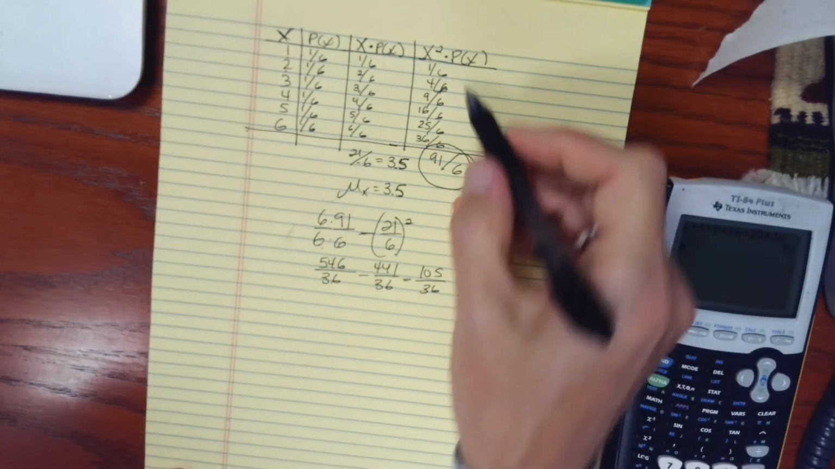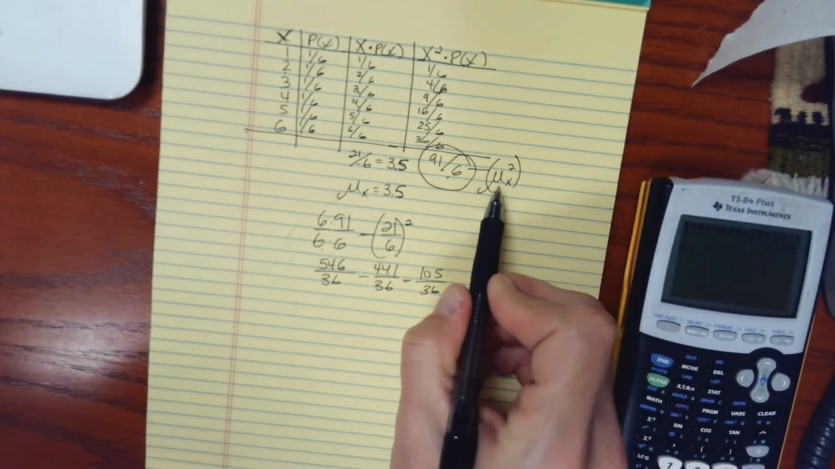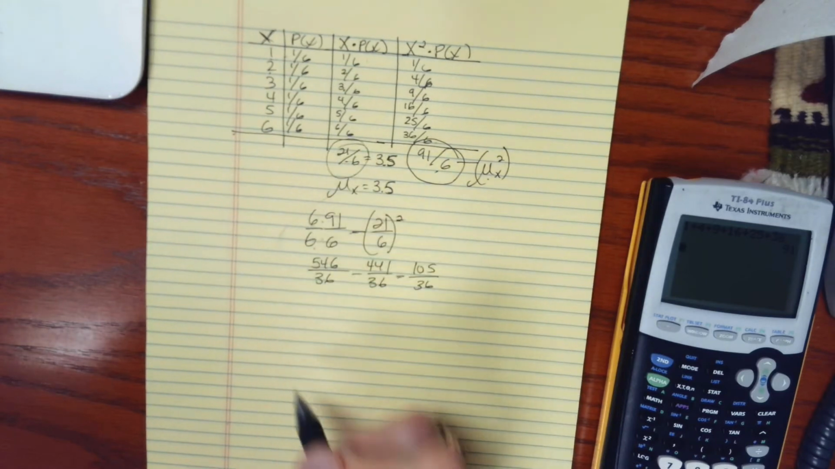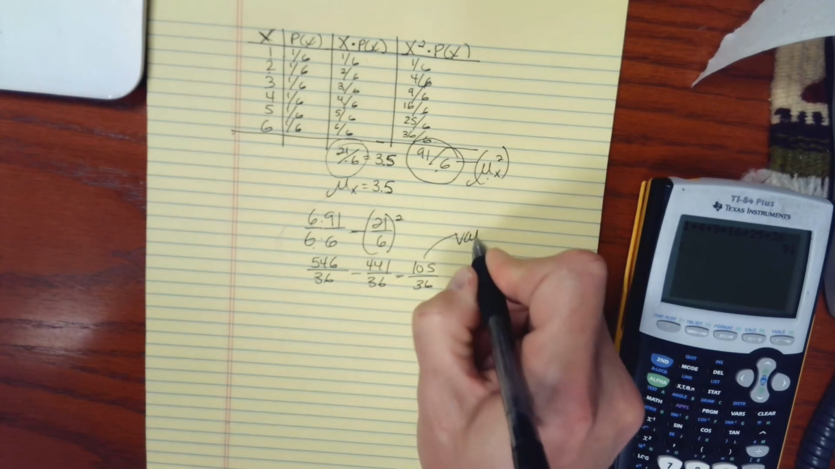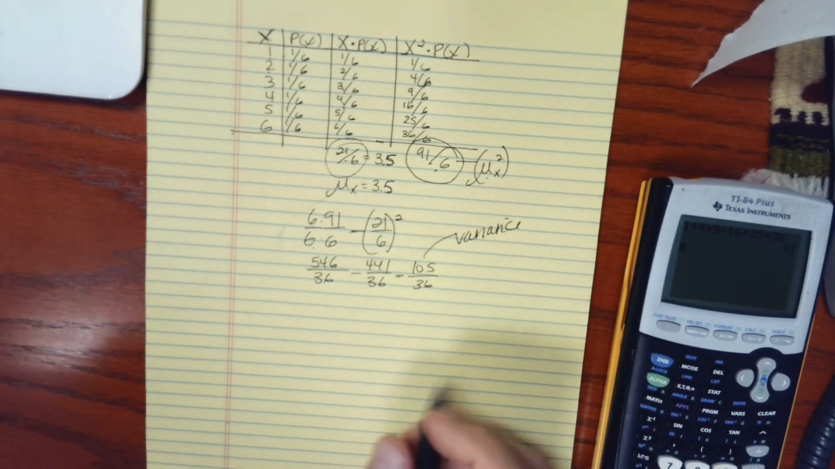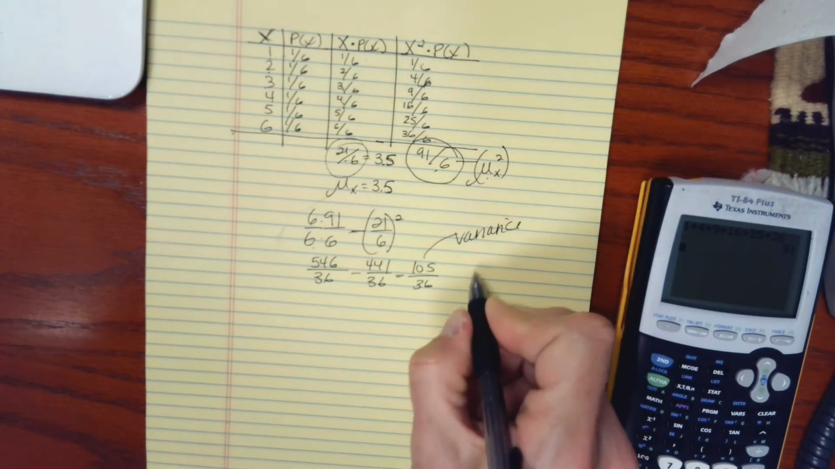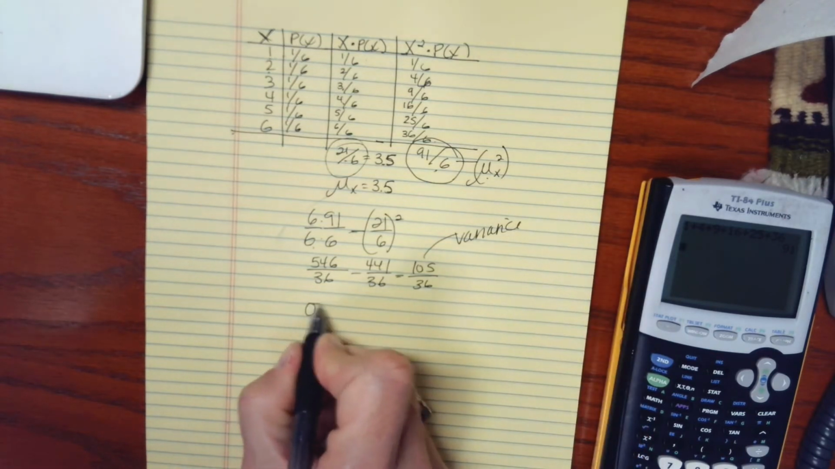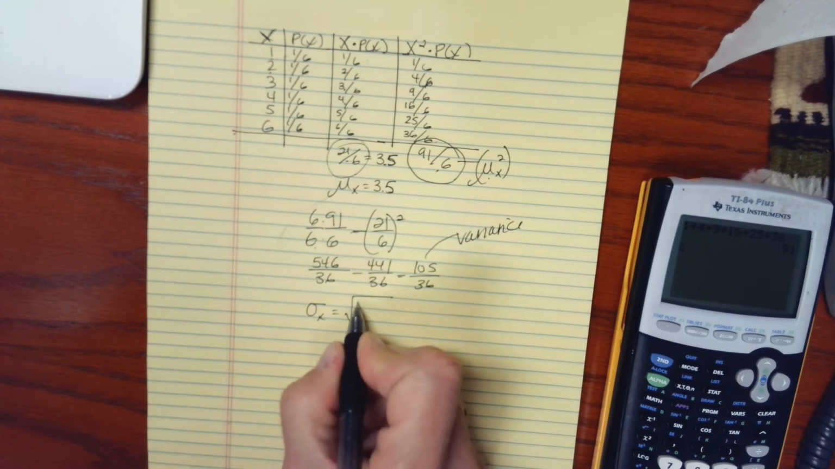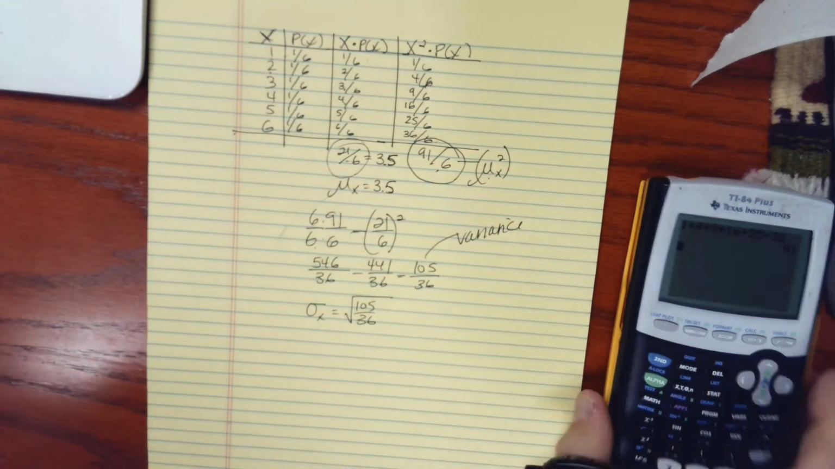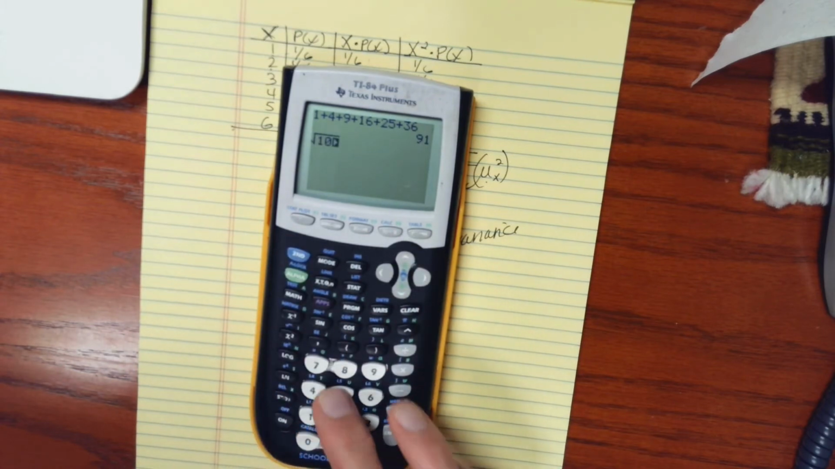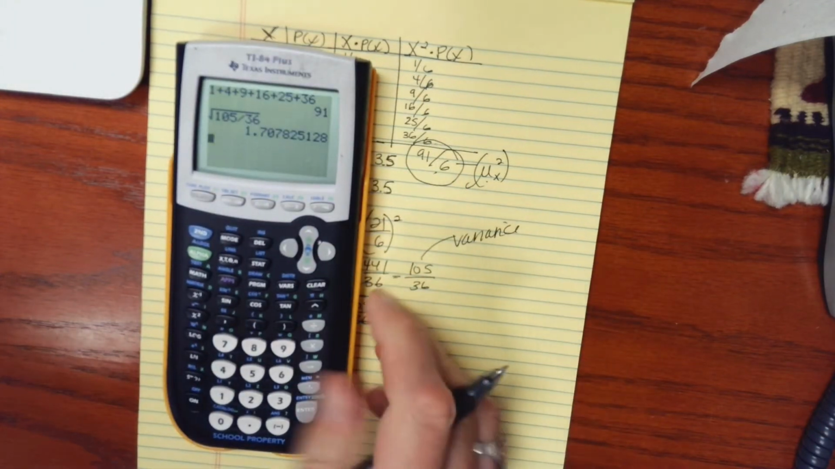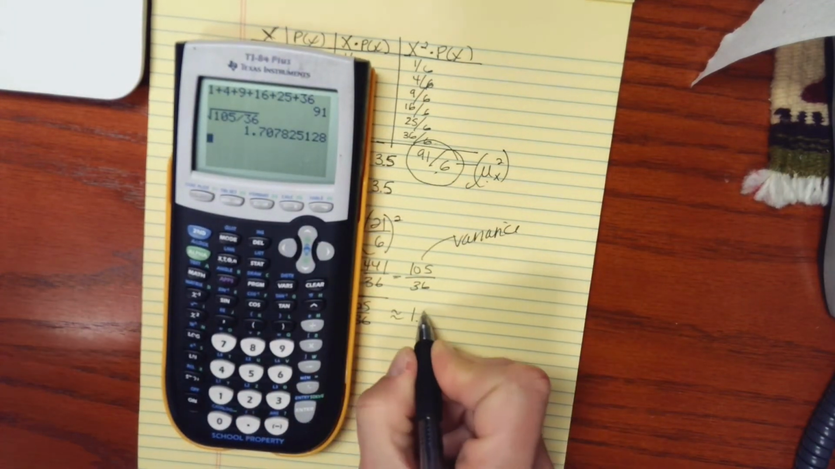So I took this total and subtracted the square of the total that I got in the last step. So if I stopped right here, this would be variance. But I want standard deviation. So standard deviation is the square root of the variance. So sigma is the square root of 105 over 36. So I'll use my calculator for that one. The square root of 105 divided by 36. And that's approximately 1.71.